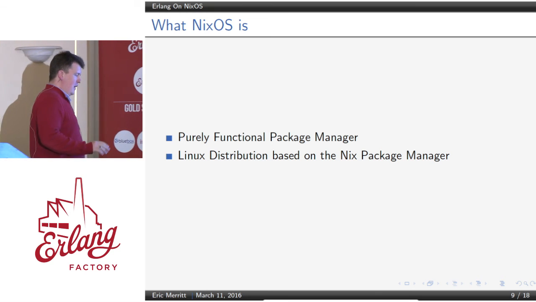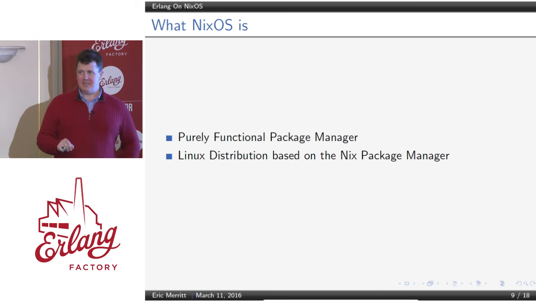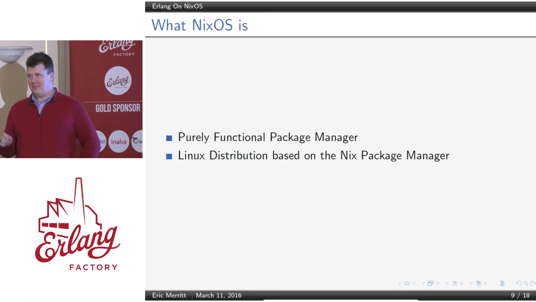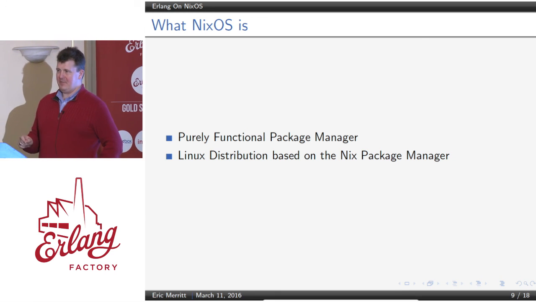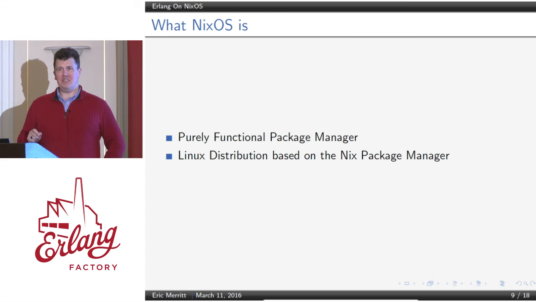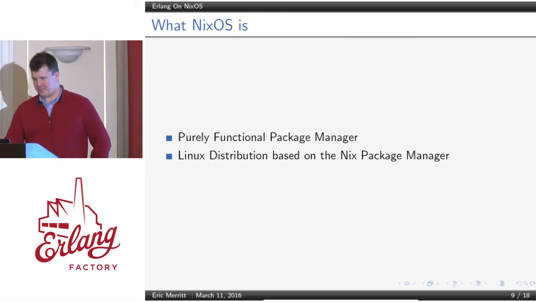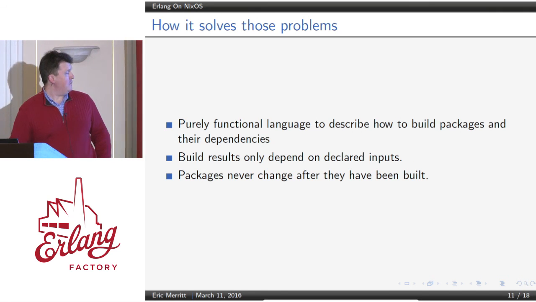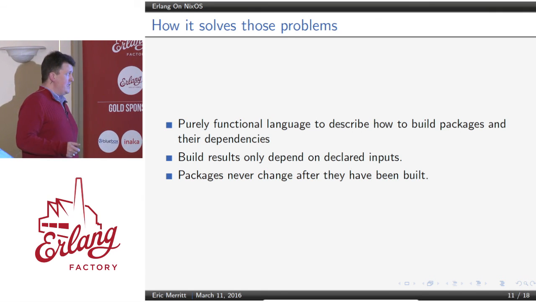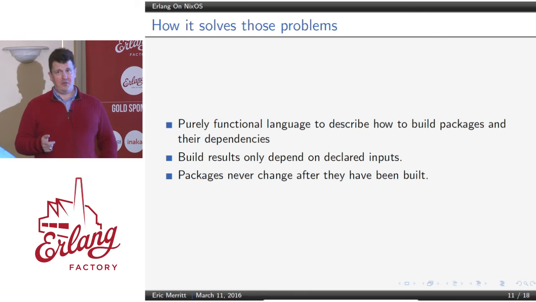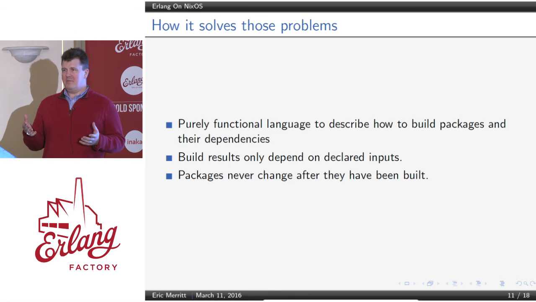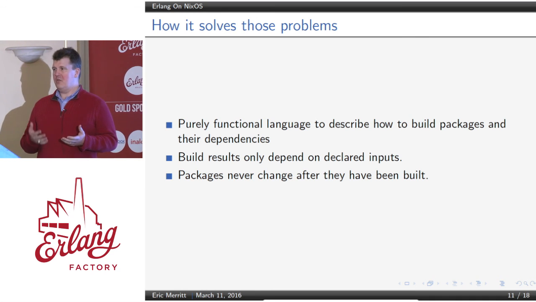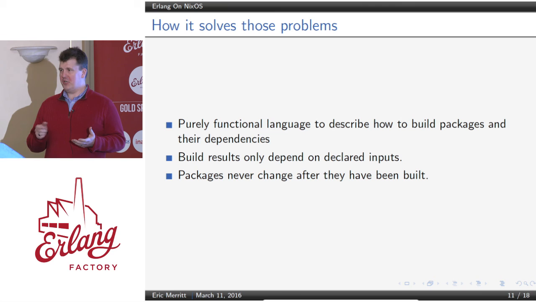Now, NixOS is kind of a two-headed beast. It is a package manager, a purely functional, lazy package manager called Nix, and a Linux distribution based around that package manager called NixOS. Now, the Nix package manager uses a purely functional language to describe a thing called a derivation. A derivation is a declarative description of a package, including where it's from, the attributes it should have, the dependencies it has, those kinds of things.